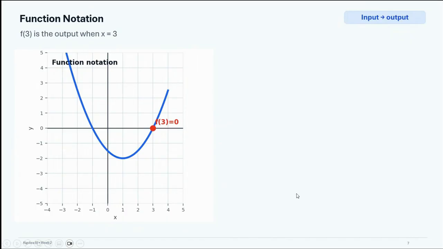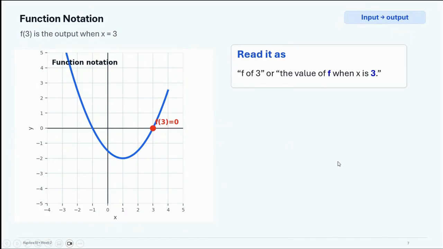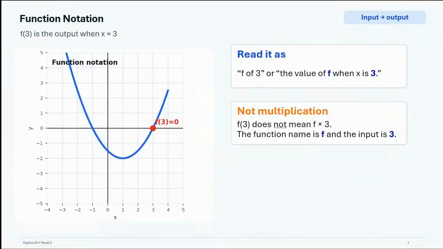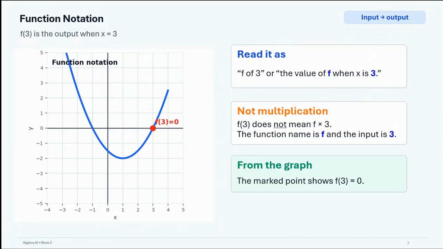And when we read this, f of 3 is how it's pronounced. It's the value of f when x is 3. So when you see f of 3 right up here, you say f of 3. It does not mean multiply f times 3. That is not what it's talking about when you see f of 3. It is just saying there's a function named f, and the x that we're using is 3. That's what that means. And from the graph, we can see that f of 3 equals 0 on this.